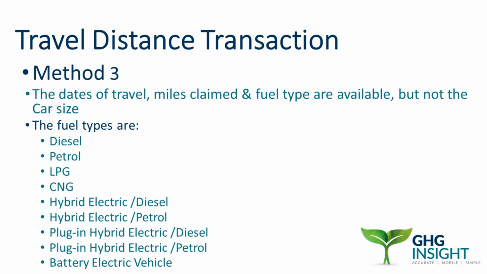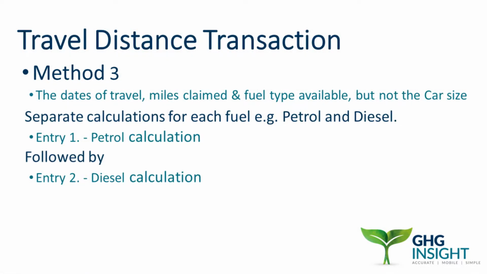The fuel types available are diesel, petrol, LPG, CNG, hybrid electric diesel, hybrid electric petrol, plug-in hybrid electric diesel, plug-in hybrid electric petrol, battery electric vehicle. You make an entry for each fuel type in turn. In case of petrol, the system calculates the emissions based on the mileage provided and the average car using petrol. You then make another entry for the next fuel type, which might be diesel. The system calculates the emissions for that fuel based on the mileage and average car.